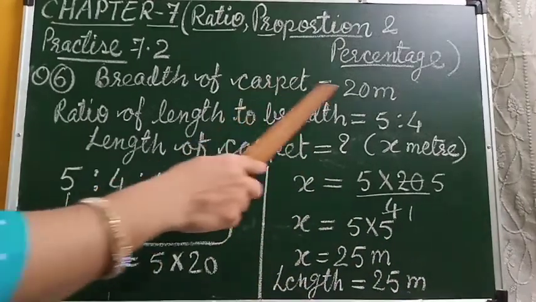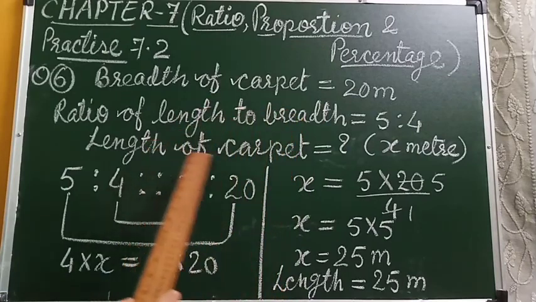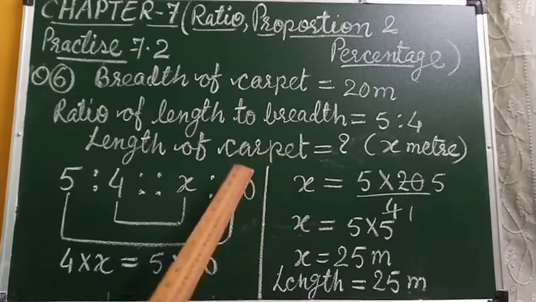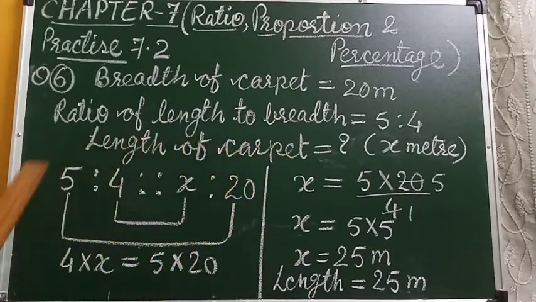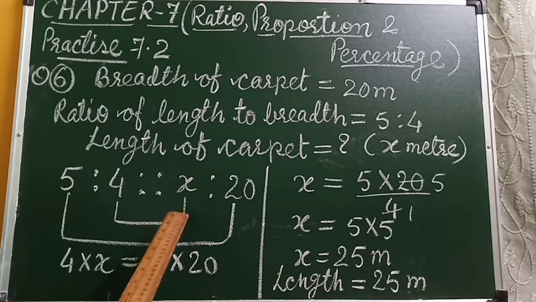So if breadth is given and the ratio is given between length and breadth, we can find length, or if length is given, we can find breadth with the help of the proportion rule, that the product of extremes should be equal to the product of means. So learn the formulas properly, students.